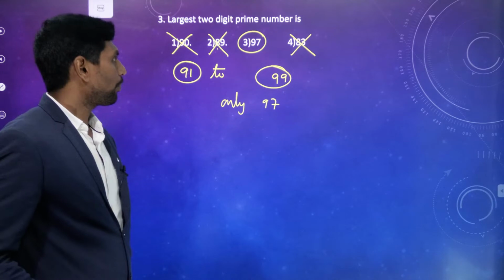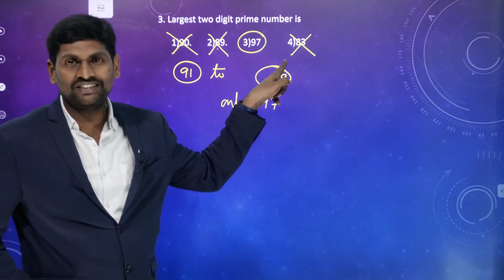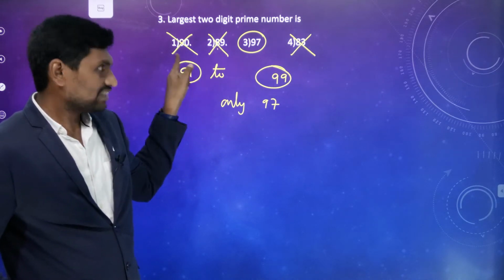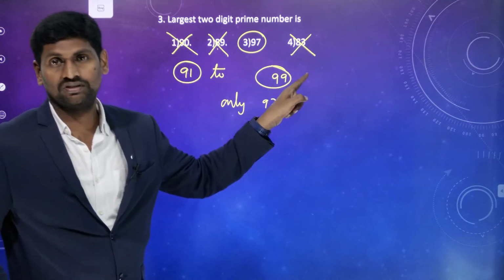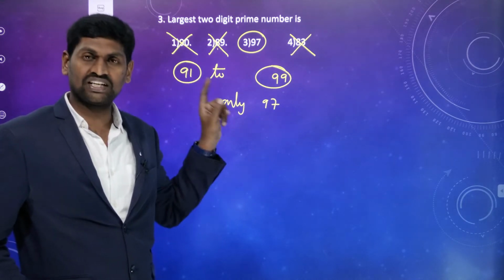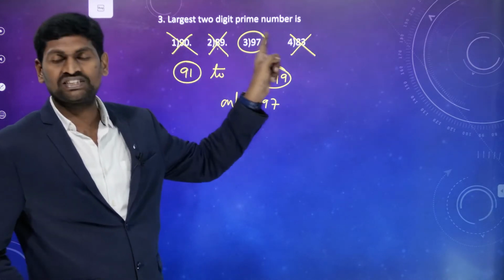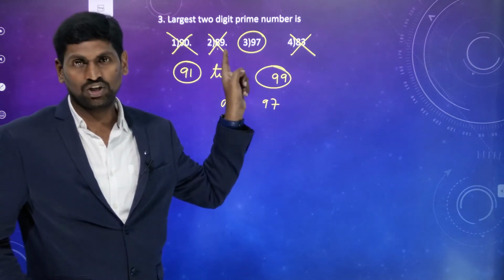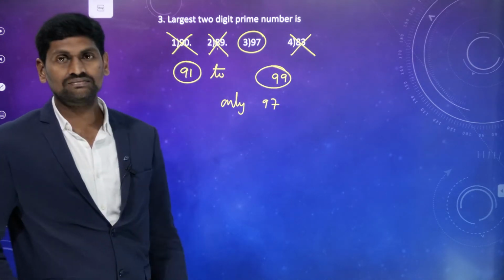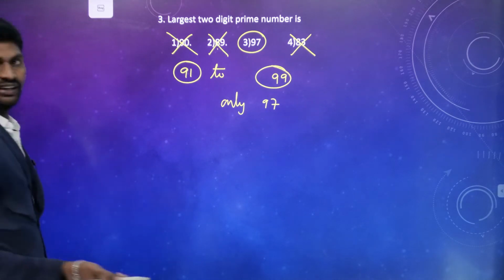In case instead of 97 it is given 96, what is the chance of the largest 2-digit number here? Among the options, the actual answer is 97 only; the largest 2-digit prime number is 97 only. In case 97 is not present among the options, then the answer will be 89 here. Okay? Next.